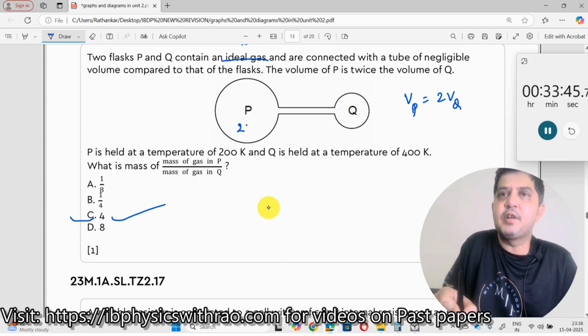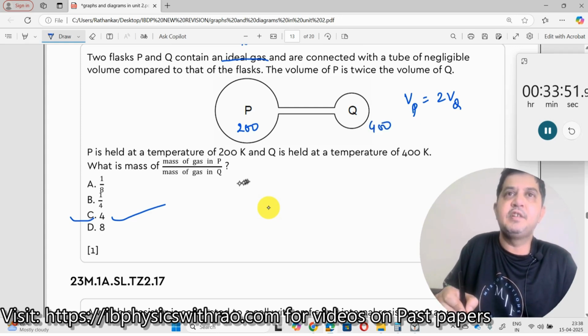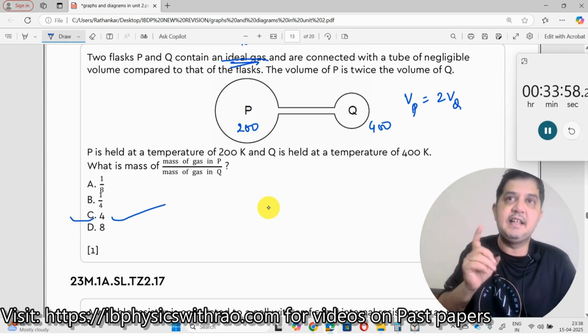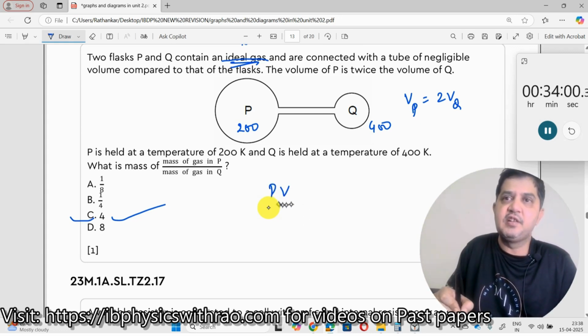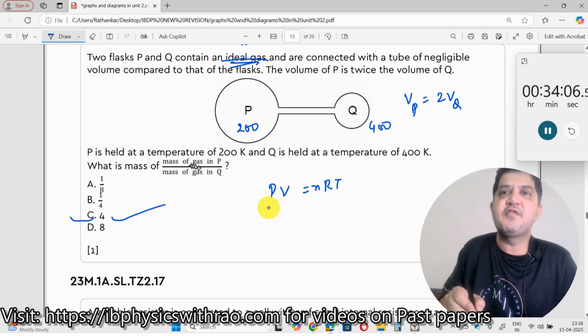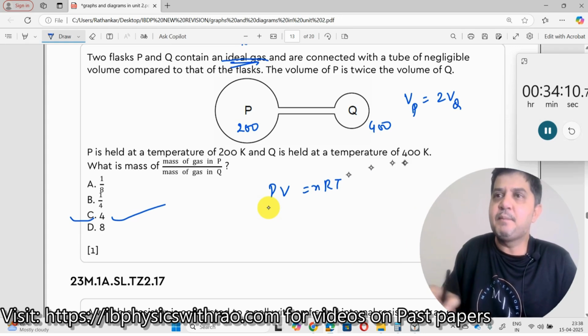So this is kept at 200 and this is kept at 400. Now before that, look at this connected tube of ideal gas. What do you mean by ideal gas? Any question which has an ideal gas means that you can always use PV = nRT. This equation can be used, right? So therefore, what is the mass of gas in P and mass of gas in Q? We always know that the number of moles is directly proportional to mass.